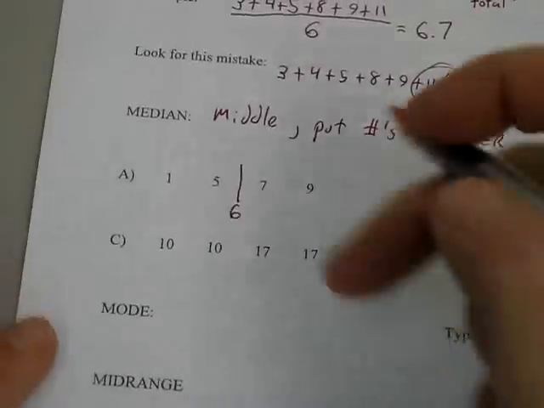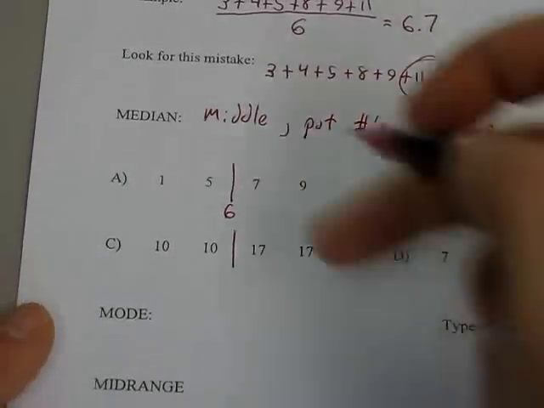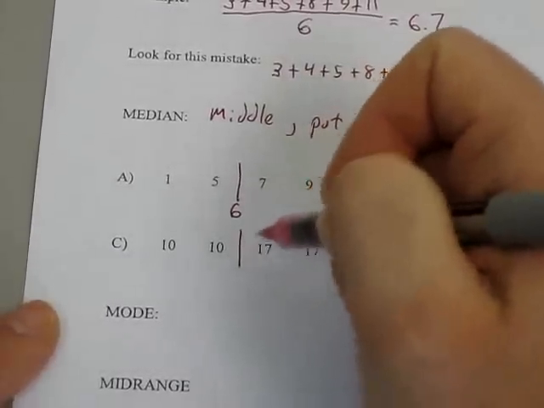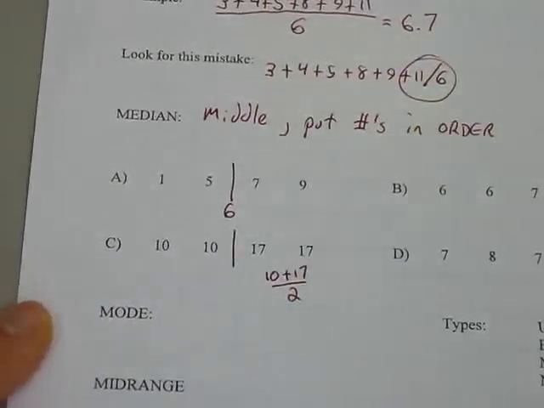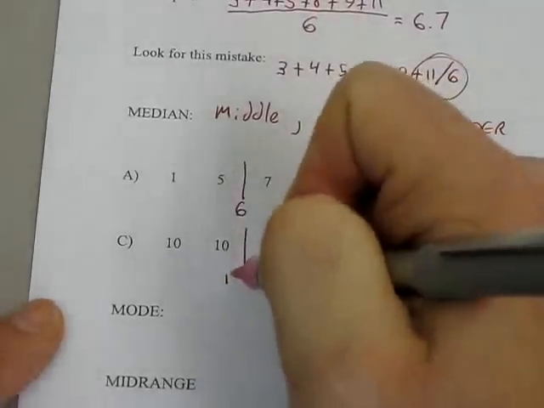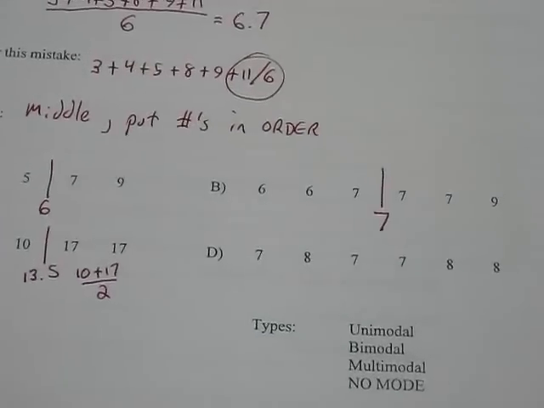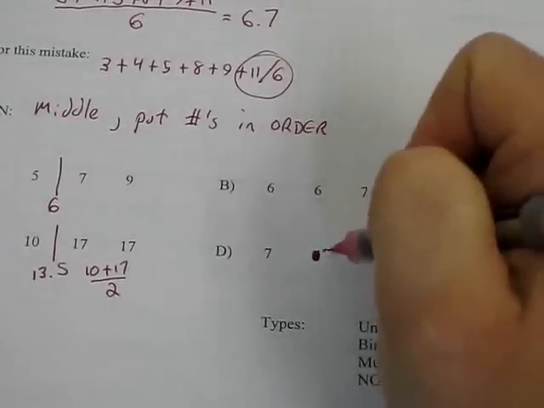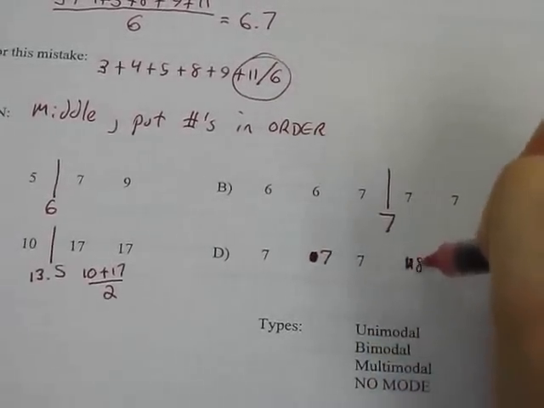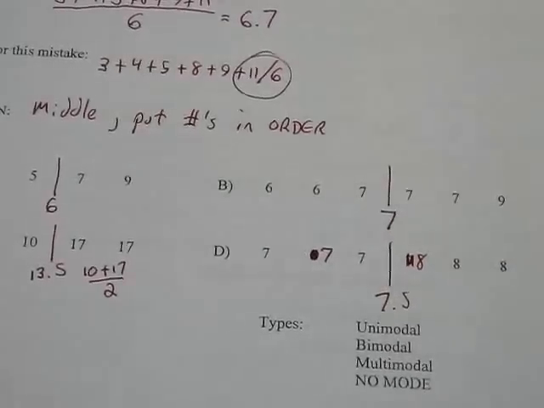The middle of this data is between 10 and 17. Now, instead of writing out all the numbers, it's best when you have a large gap between two numbers. You go 10 plus 17, and then divide it by 2. Finding the average of the two numbers will easily find your middle, which is 13.5. And then for D, you may think that the median is 7 and 7, but I have not put the numbers in order, which you need to do, and the number between 7 and 8 is 7.5.